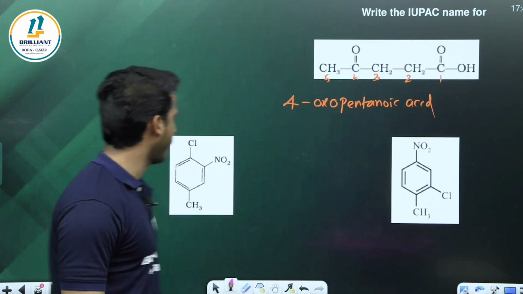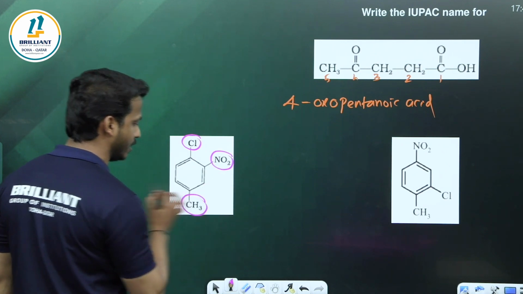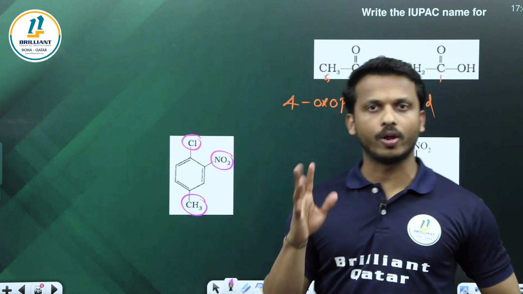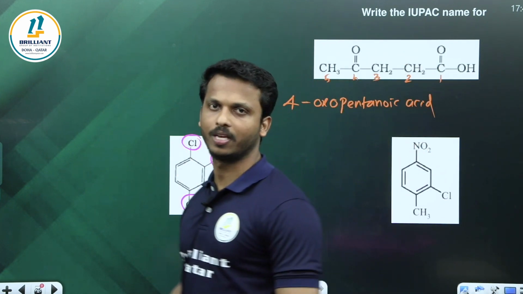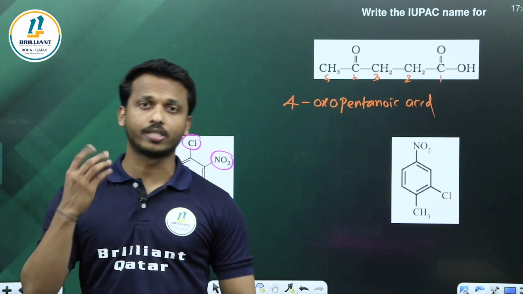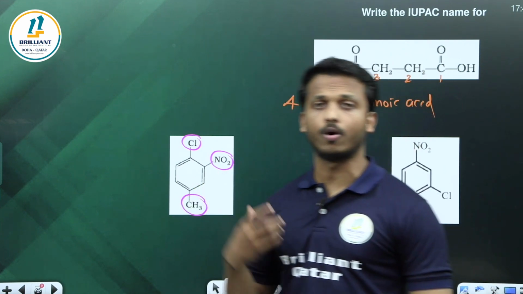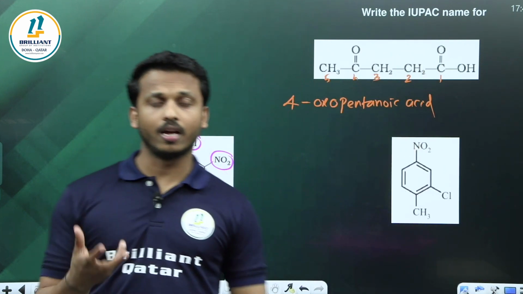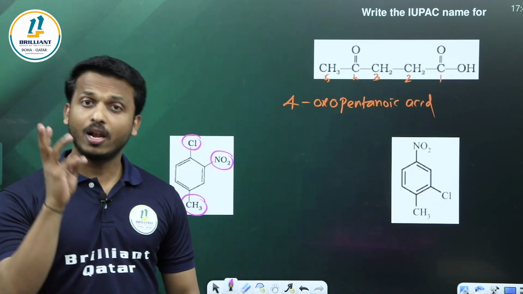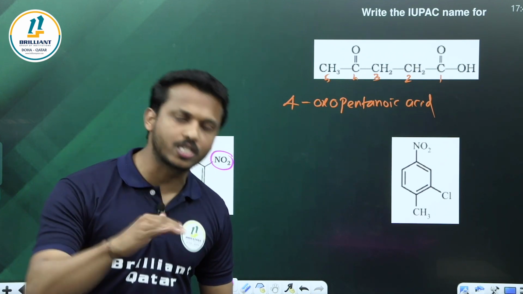Now, here, hope you are able to see chlorine is there, nitro is there, methyl is there. There is no major functional group here. Chlorine and nitro group are not major functional groups. Keep in mind, major functional groups are which all? Acid, carboxylic acid, sulfonic acid, cyanide, aldehyde, ketone, double bond, triple bond, alcohol, amine, aldehyde, ether. These all are the main groups. Halogens, alkyl groups, nitro group, these all are called the least priority groups.